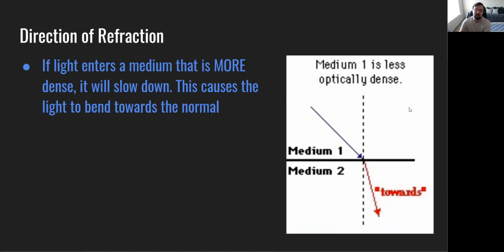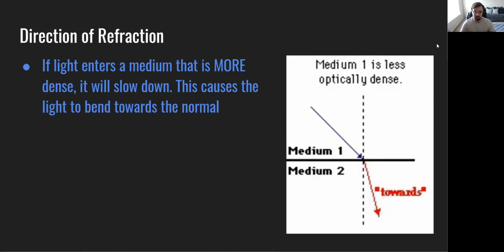Now, things you do need to be able to tell me. I should be able to show you a diagram like this, where you see that we have a light ray in a medium, and it bends. If it is bending towards the normal, that should tell you that it's entering a more dense medium. When light slows down, it is going to bend towards the normal. I will ask you a question like this, so this diagram is very important to you. When light enters a medium that is more dense, it is going to slow down and bend towards the normal. So make sure you can identify that.